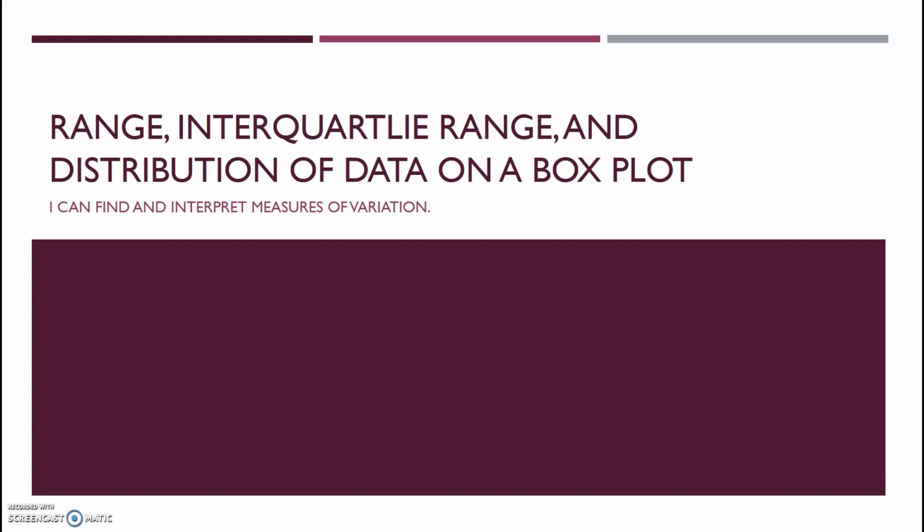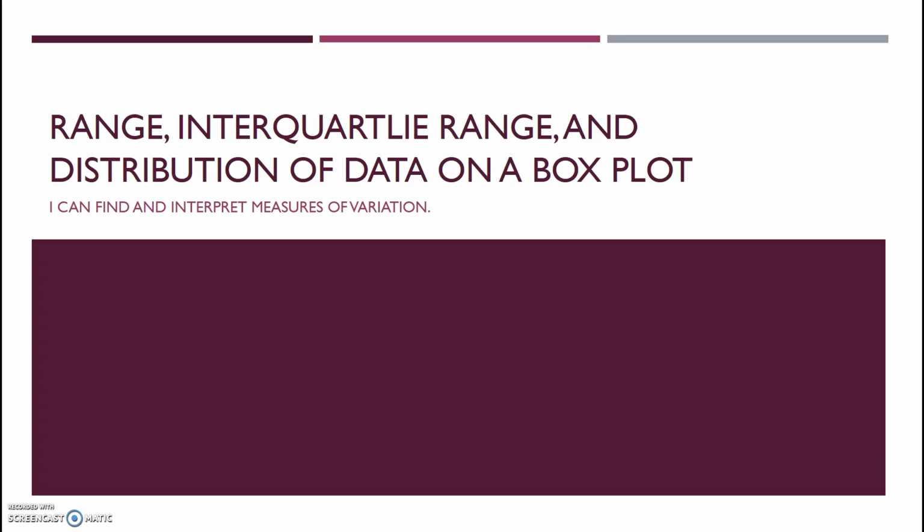Is there a uniform distribution? Is it going to be more of a symmetrical distribution, or is it going to be skewed in one direction or the other? We can see that, but it's going to be a little different. The I can statement we're working on is I can find and interpret measures of variation.